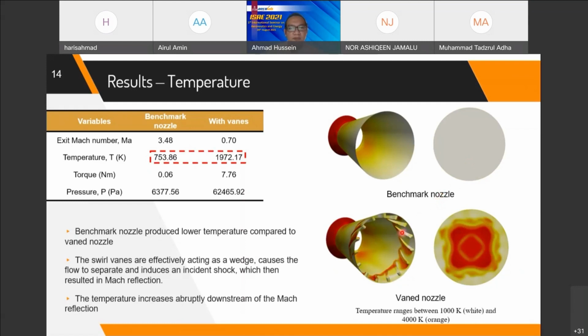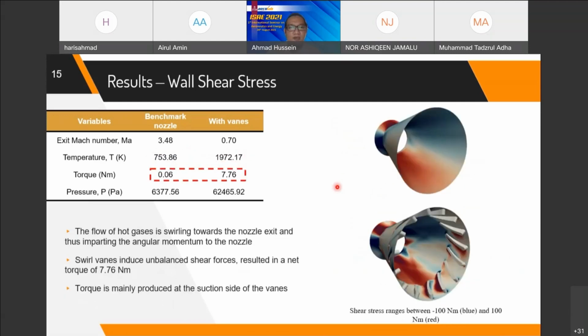And the maximum temperature achieved at the exit plane is about 2000 Kelvin as compared to around 750 Kelvin for the benchmark nozzle. And finally, regarding the shear stress, this is the most important parameter in our study. We see a significant increase in the wall shear stress with the incorporation of the vanes.